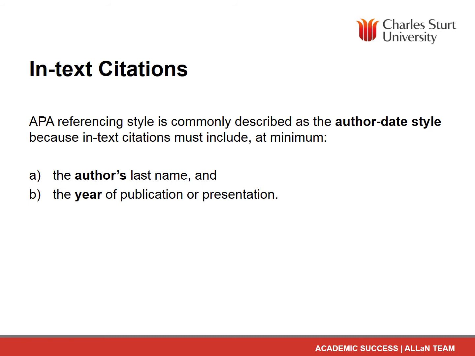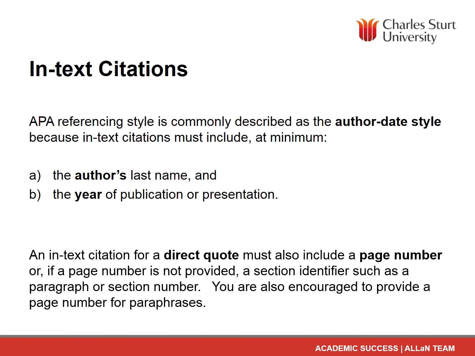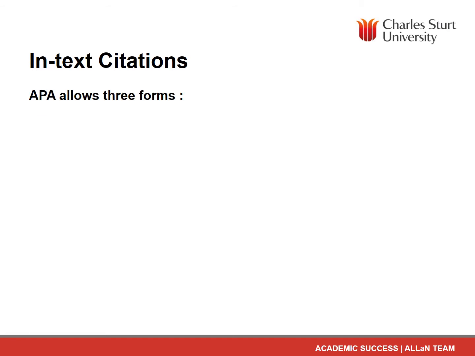APA referencing is commonly described as the author date style. In-text citations must include the author's last name and the year of publication. We recommend that students get into the habit of always including a page number in their in-text citations. This way they are less likely to forget to include one when it is required. It is never wrong to include a page number in a citation, but it is a problem to leave this information out when citing a quote.